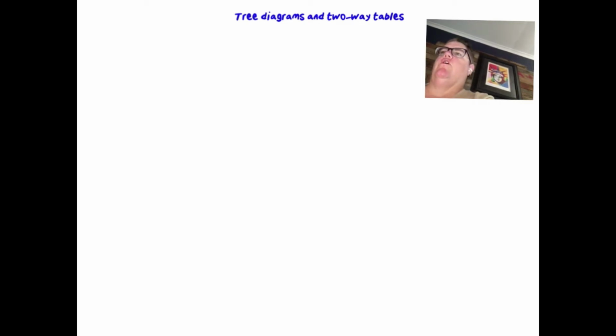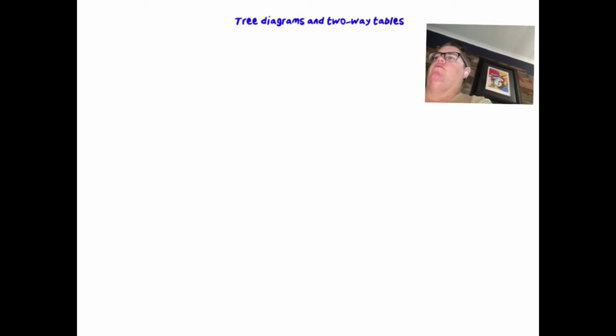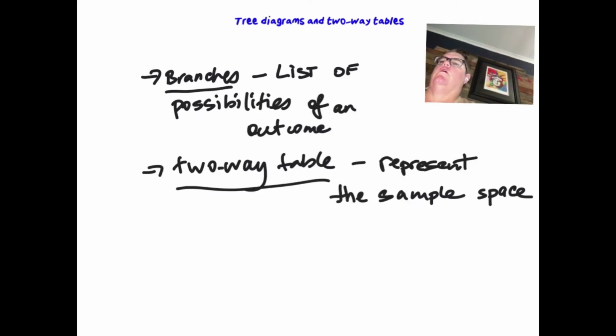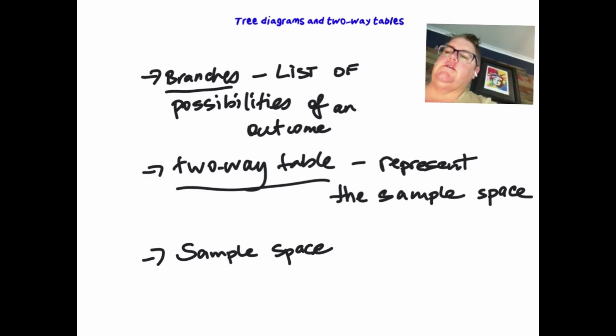Okay, so today we're going to be doing tree diagrams and two-way tables. A tree diagram has branches, and in these branches is a list of all the possibilities of a particular outcome. A two-way table is used to represent our sample space. Our sample space is all of our outcomes.